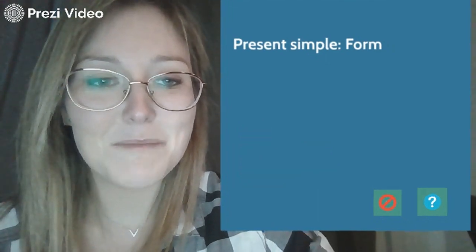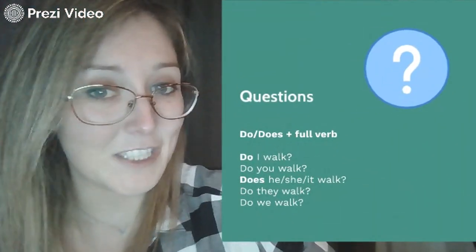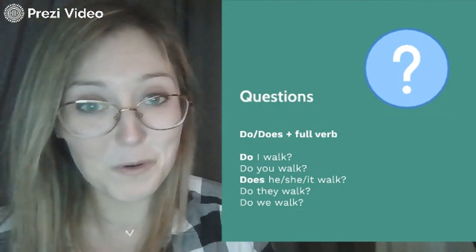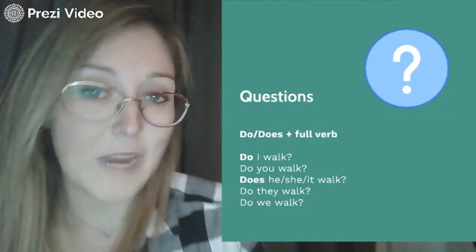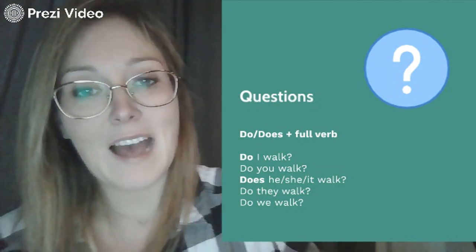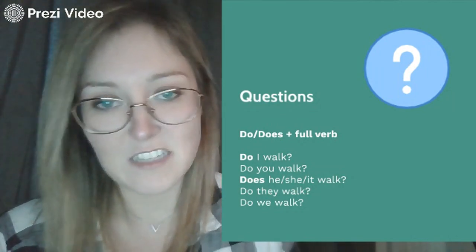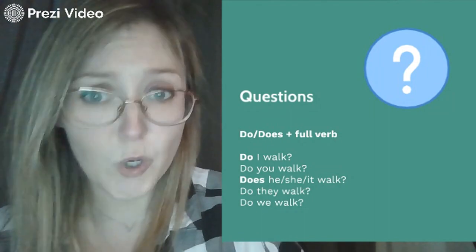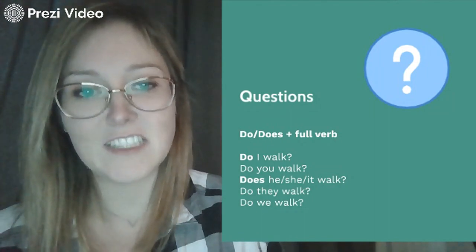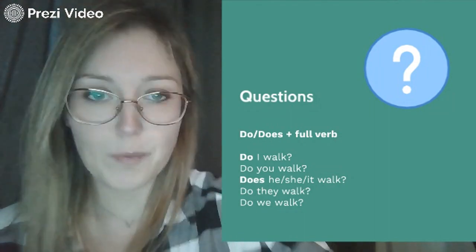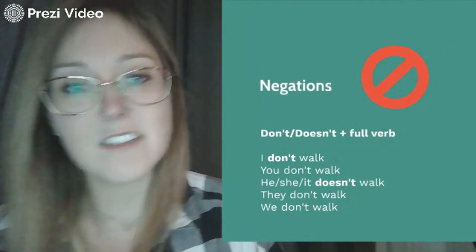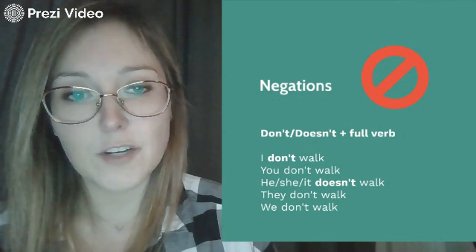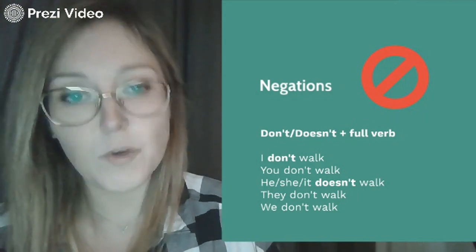Now, how do you make a question? In the present simple, what you do is you add do for I and you, they and we, and you add does for he, she, and it. So do I walk, but does he, she, or it walk? Loop ik, loopt hij.